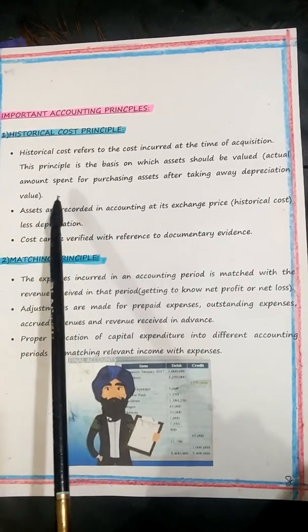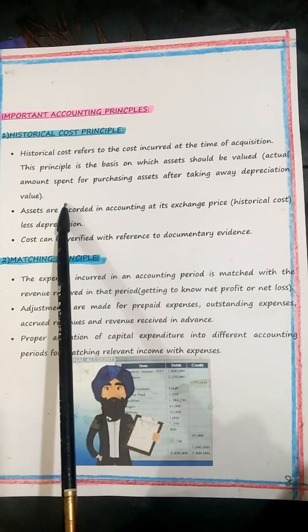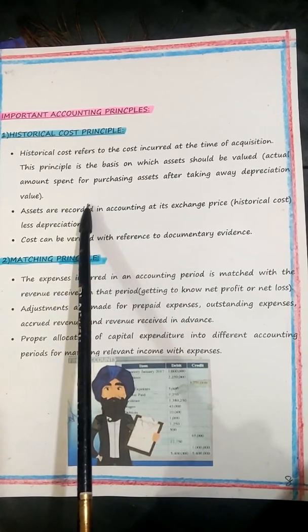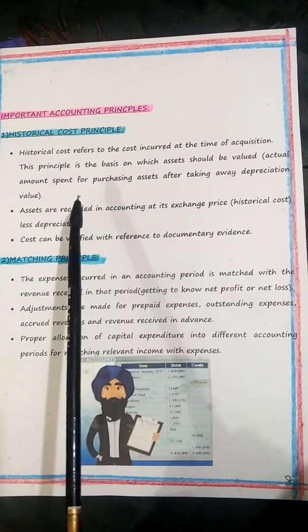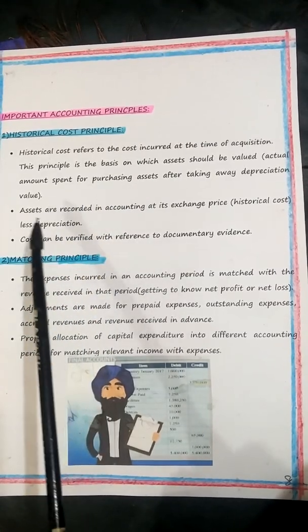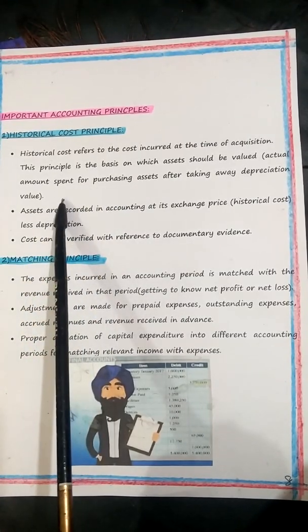For example, children, the historical cost of an office building, let's say, was about 10 million when it was purchased 20 years ago, but its current market value may be 3 times, 4 times more than that. Yes, sure, you all know that. So we always go by the historical cost.